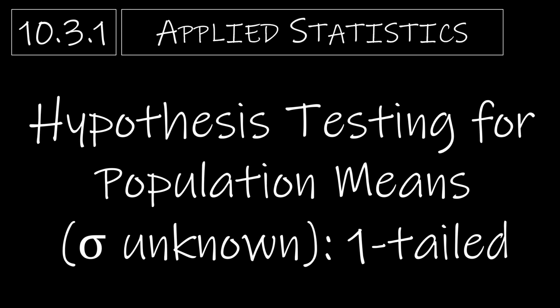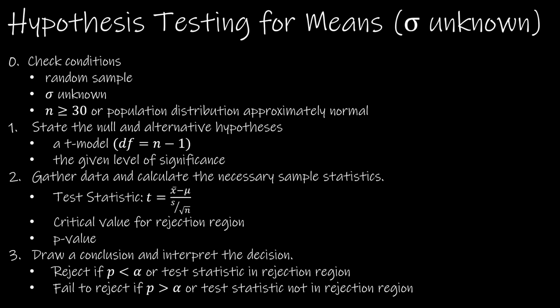This section covers hypothesis testing for population means, where sigma is unknown, and we're going to look at one-tailed examples. As I promised in video 10.2.1, I've included a page like this for each type of test, and this is the test for hypothesis testing for means where sigma is unknown. If you'll notice, the conditions are the same as they were for testing for means where sigma was known, except of course that sigma must be unknown.